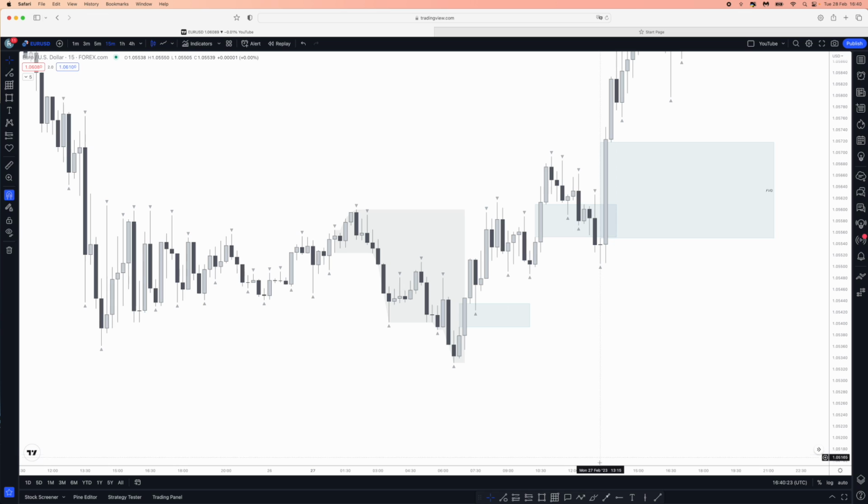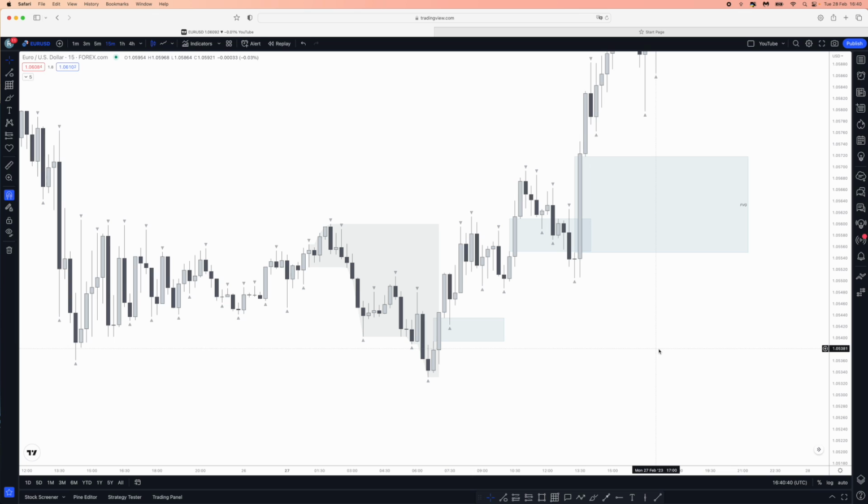What happens then? Price comes back, taps into this fair value gap with this candle. The very next candle taps into our fair value gap, and then price moves away and continues, obviously, with the bullish momentum. So yeah, that's just about it for today's video, guys.